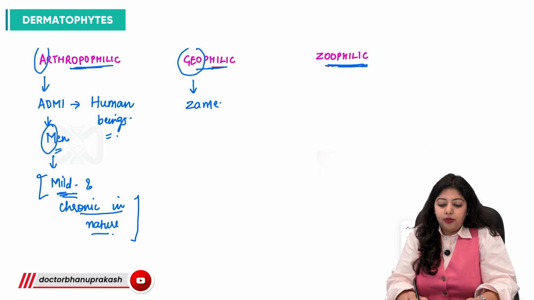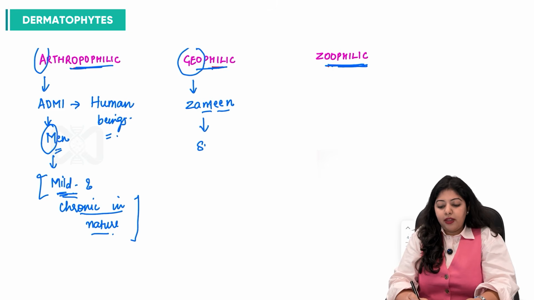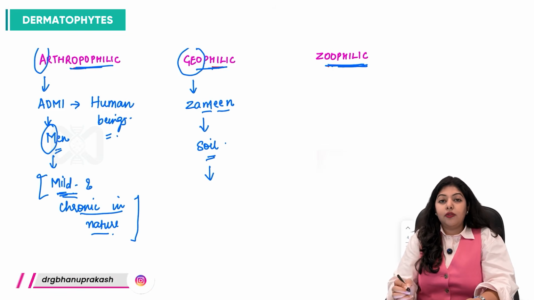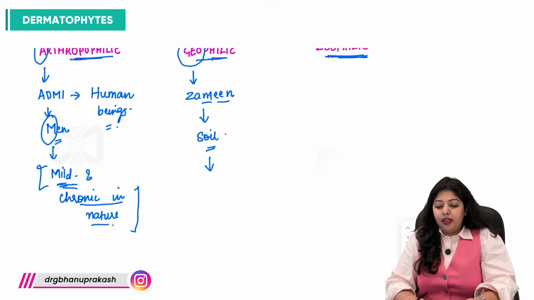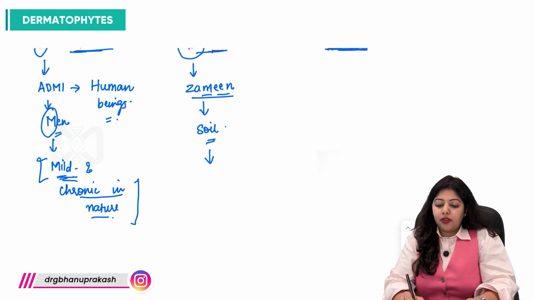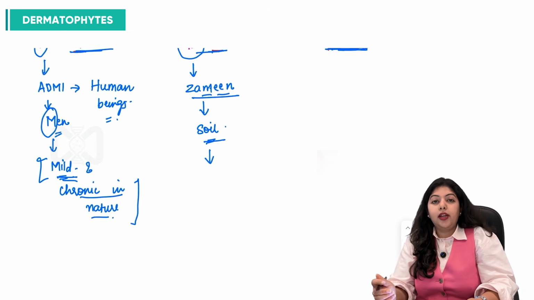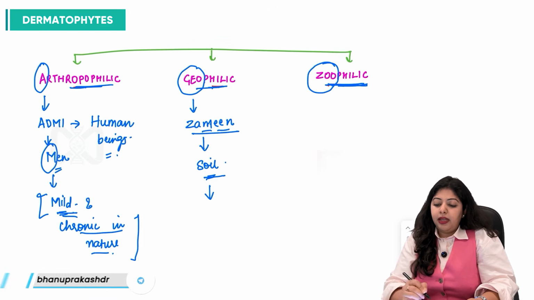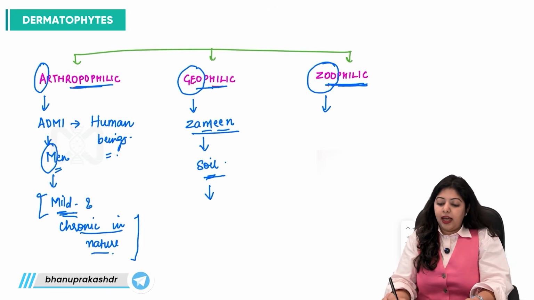We can refer to this as Zameen. And what is Zameen? On Zameen, what do we have? We have soil, right? So these species are associated with soil. They can be isolated from soil, right? So geophilic stands for Zameen, or species which are associated with soil, or their common habitat is soil. And zoo, we can very well make out, stands for the species which are associated with animals, right?